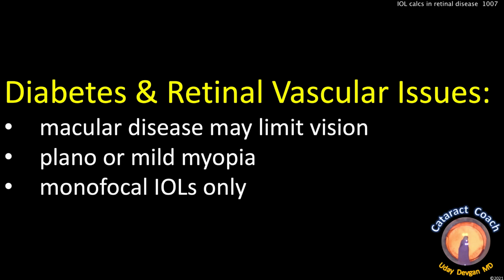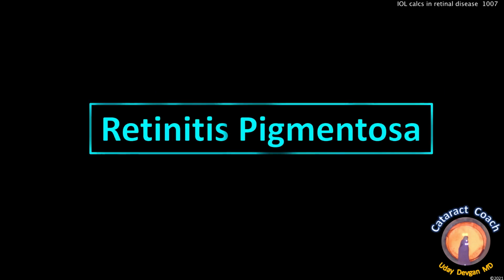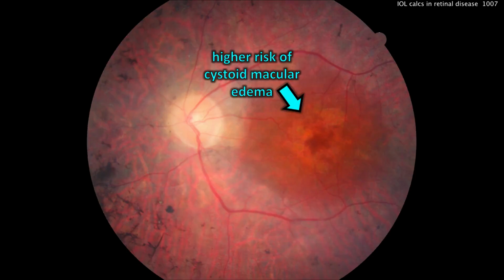So certainly diabetes and retinal vascular issues, macular disease may limit the vision, plano or mild myopia, certainly if they start off with mild myopia, and monofocal IOLs only. Don't try to put in an extended depth of focus lens or a trifocal lens or any other kind of light splitting lens. Retinitis pigmentosa.